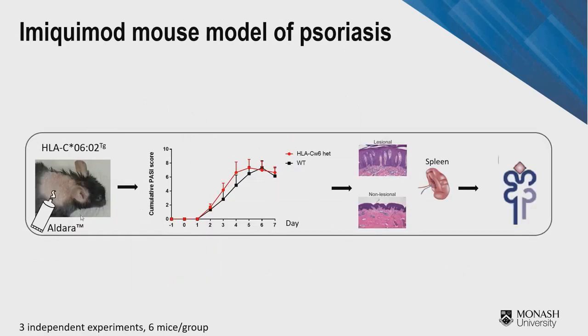And that then allowed us to use the well-known Imiquimod mouse model of psoriasis. And then on day 7, when psoriasiform skin was fully established, we were able to collect lesional, non-lesional skin, but also the unrelated spleen to do, on the one hand, immunopeptidomics, but also to do flow cytometry.